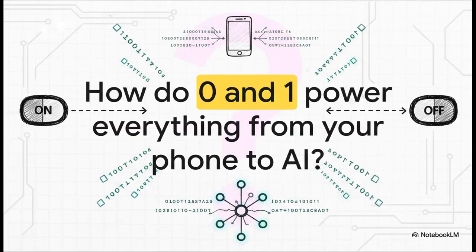So that's the big question, isn't it? How in the world can two tiny digits, a simple on or off, create the incredibly rich digital world we live in? Well, we're going to break down that secret language piece by piece.